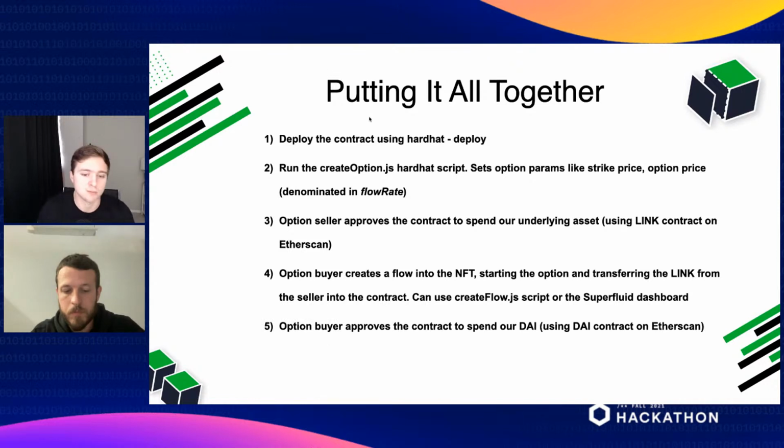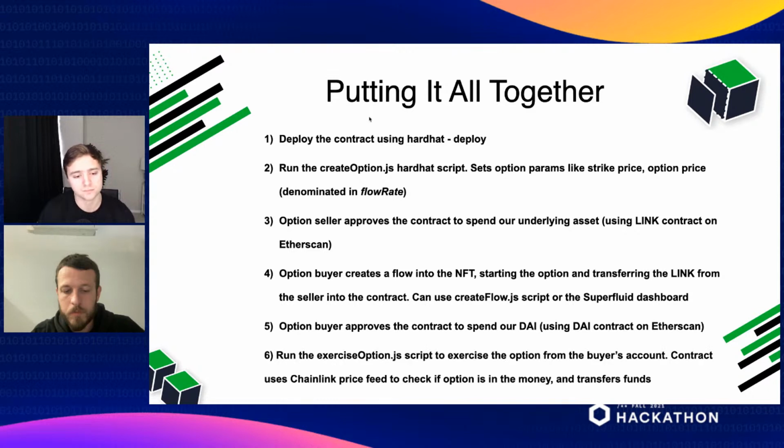The option buyer then approves the contract to spend DAI using Etherscan, which we did. And then finally, we can run the exercise option script to exercise the option from the buyer's account. And then the contract, we use a Chainlink price feed to check if the option is in the money and then transfer those funds and settle the option. So that's our application. There's a lot that I tried to pack in there.